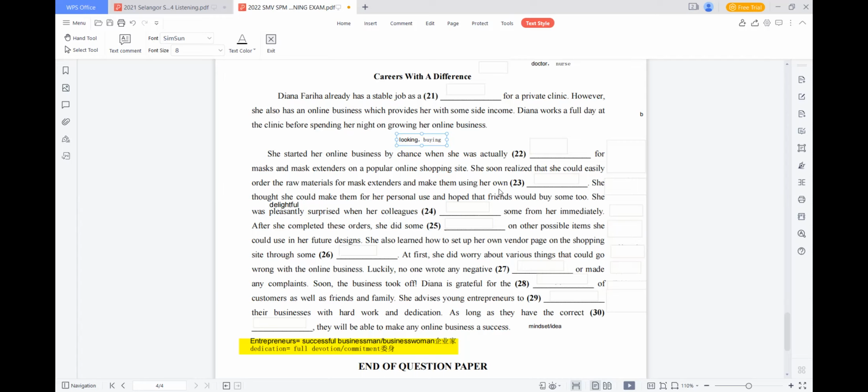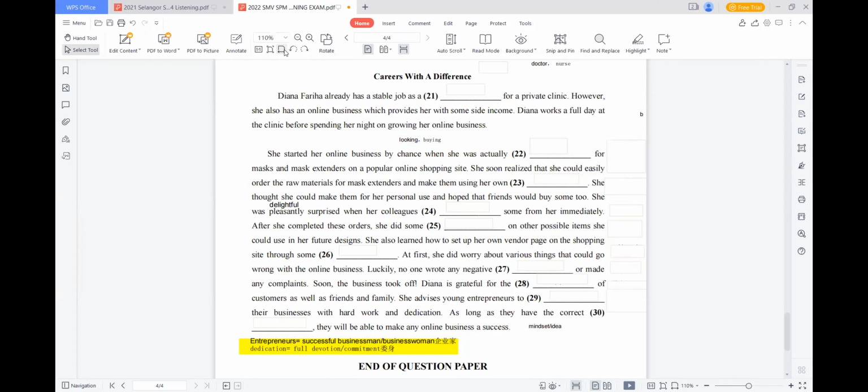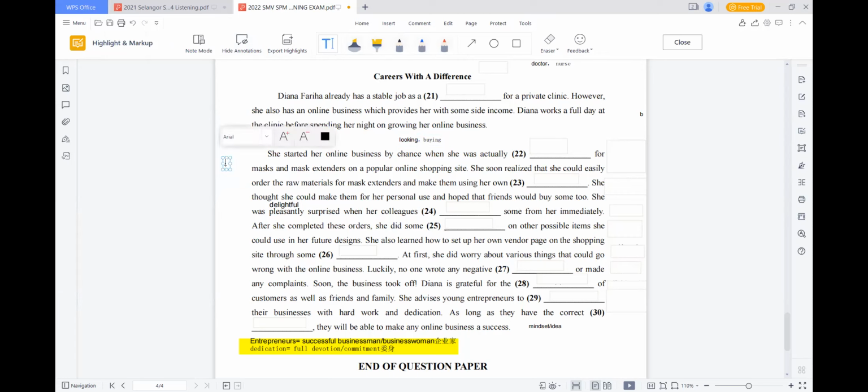Okay, can you guess? She could easily order the raw materials for mask extender and make them using her own what? Can you guess? Okay, if no, we pass because we want to save time. Okay, craft. I will just type out here, craft. I'll type out here, her own craft. Okay, and then she thought she could make them for her personal use and hope that friends would buy some too.